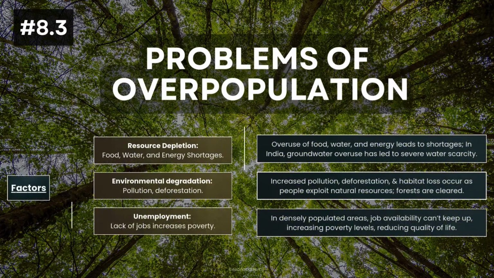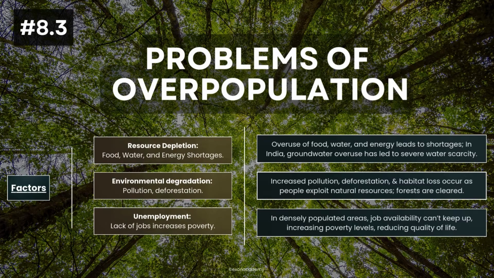Chapter 8.3, Problems of Overpopulation. Overpopulation occurs when the number of people exceeds the resources available to sustain them, causing number 1, resource depletion. Overuse of food, water, and energy leads to shortages. An example of this is India, where groundwater overuse has led to severe water scarcity.